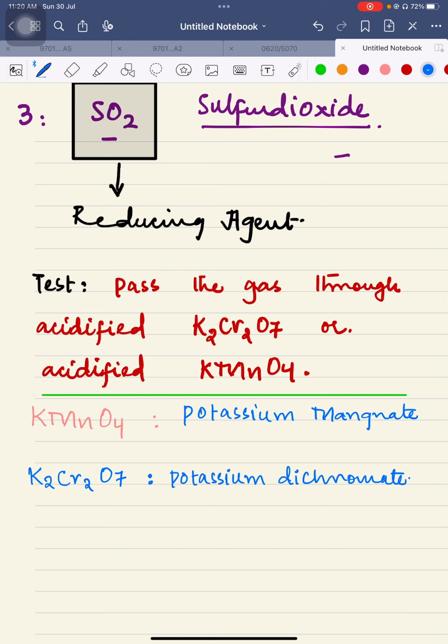Guys, let me tell you one more thing, that both are oxidizing agents. So what is the nature of sulfur dioxide? It is a reducing agent, whereas K2Cr2O7 and KMnO4 are both oxidizing agents. So there is a reaction between these. I'm going to share that reaction with you on the next page. Pass the gas.